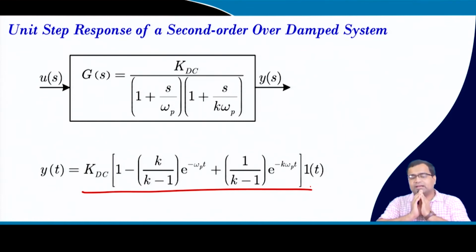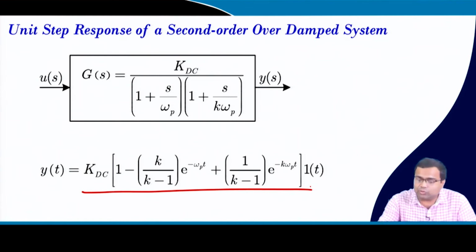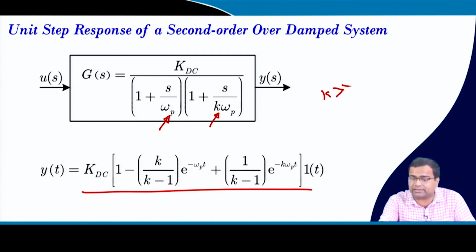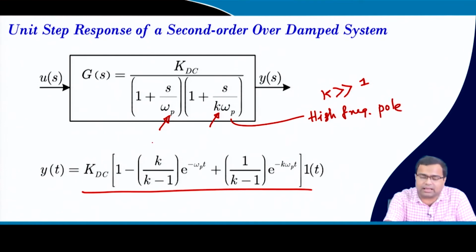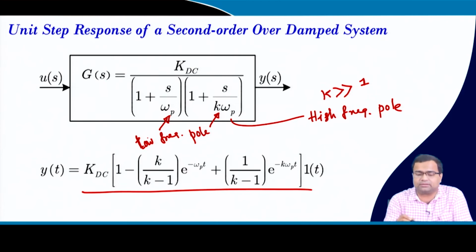Now, you see we have taken one pole k times omega p, another pole omega p, and if we set k very high, that means this pole is a high frequency pole, and this pole will be the low frequency pole.